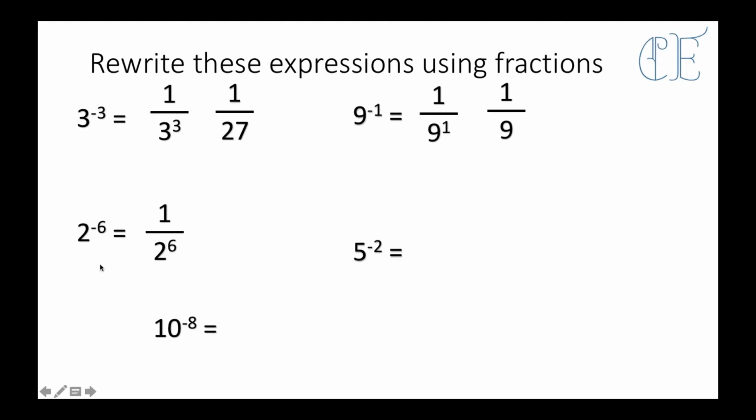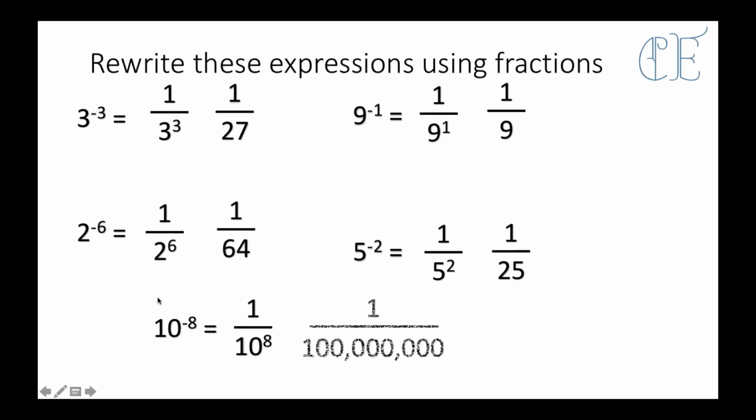1 over 2 to the power of 6, which would give us 1 over 64. 1 over 5 to the power of 2, which would give us 1 over 25. And then this one, 1 over 10 to the power of 8, which is actually like 100 million, okay? All right, so I hope you got that. Don't worry about this one too much if you got not enough zeros or too many zeros. It's basically like you would write 1, 2, 3, 4, 5, 6, 7, and then it's like a 1 and 8 zeros rather than it being 10 and 8 zeros, okay?